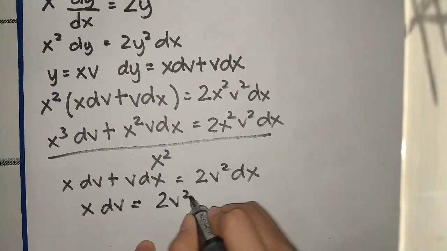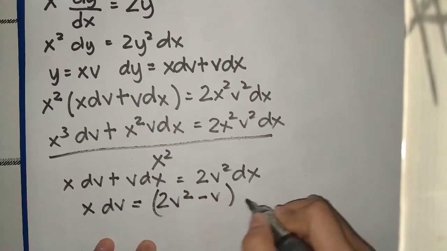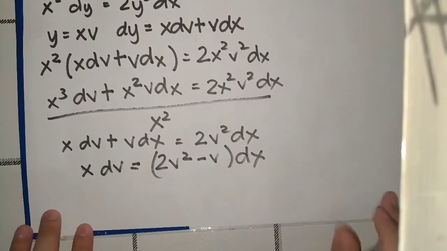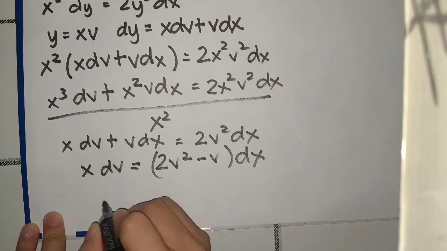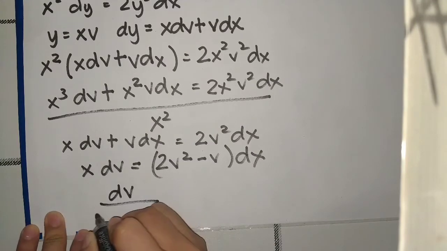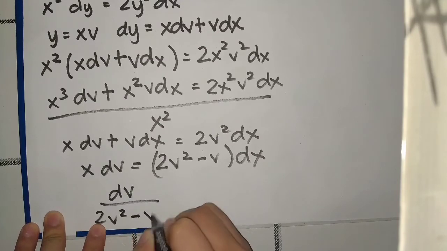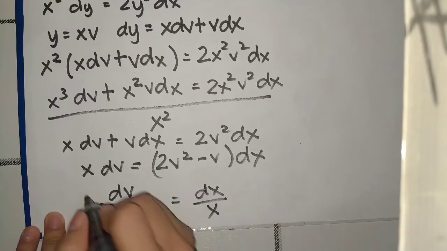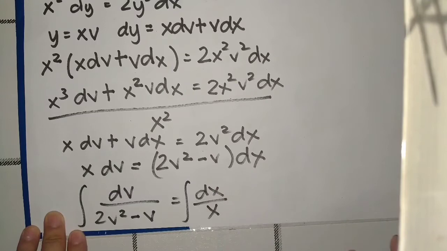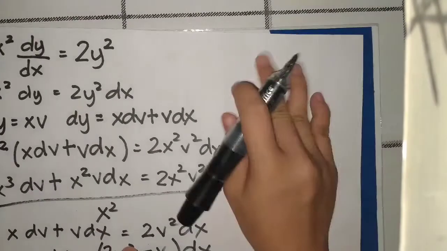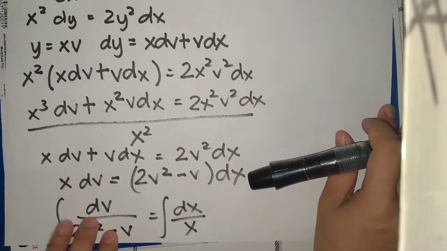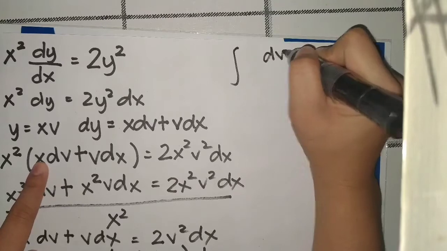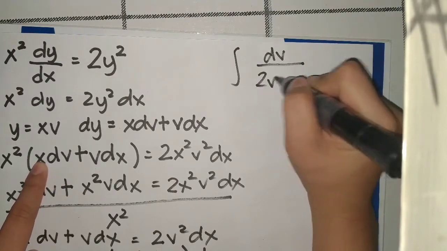So I combined all the v's, and then I factored out the dx. So by manipulation, we can obtain the value of dv all over 2v squared minus v is equal to dx all over x. So the next step is integrating our values. So now we have it. Let's first do the equation on the left side. So we have the integral of dv all over 2v squared minus v.